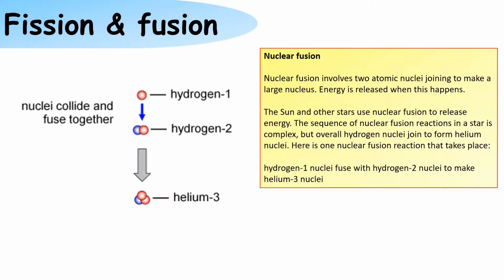Nuclear fusion involves two atomic nuclei joining together to make larger nuclei. Energy is released when this happens. The Sun and other stars use nuclear fusion to release energy. The sequence of nuclear fusion reactions in a star is complex, but overall hydrogen nuclei join together to form helium.